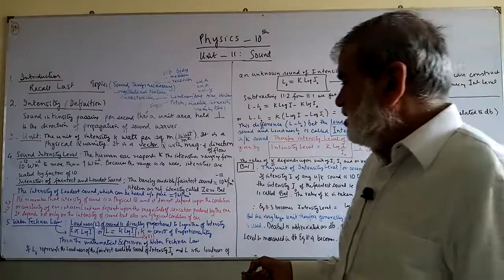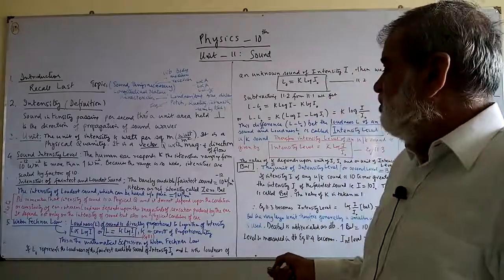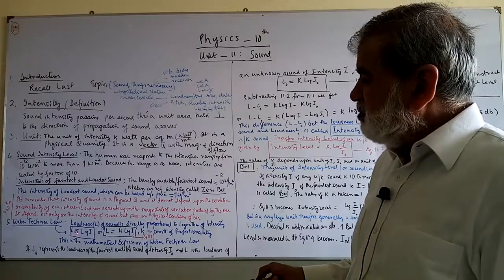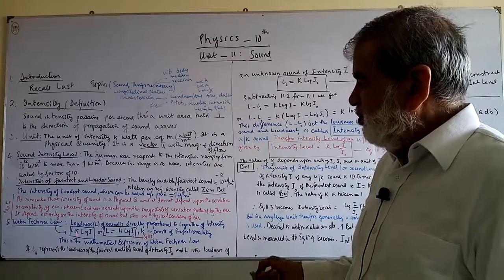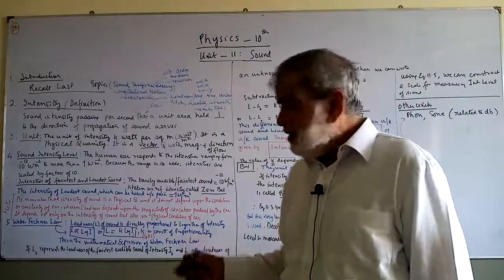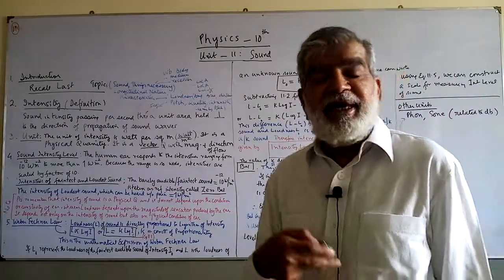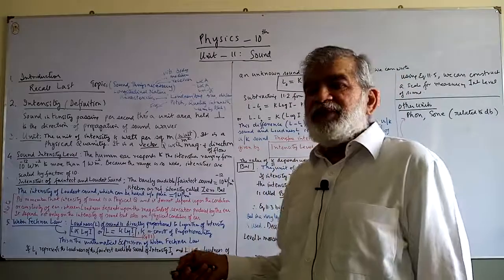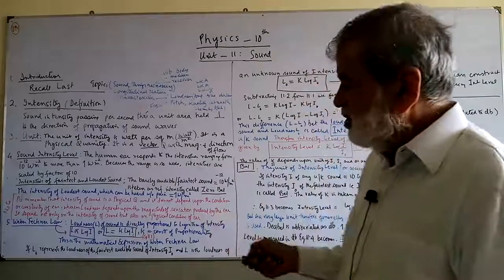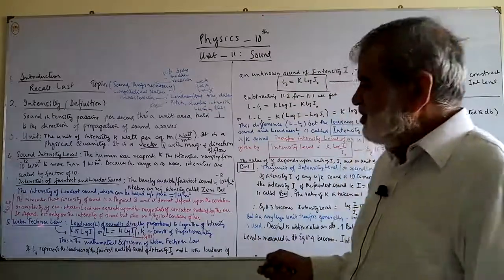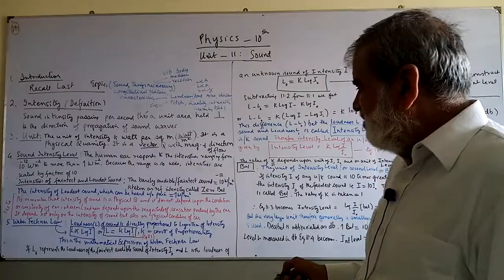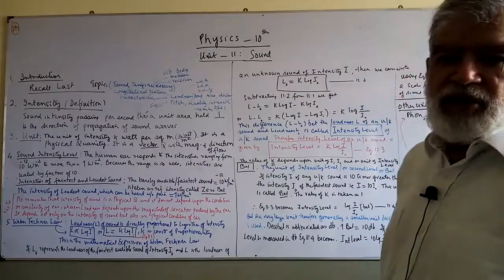So loudness L of sound is directly proportional to the logarithm of intensity. Loudness is proportional to log I. This is known as the Weber-Fechner law. Please understand this, and the book has not mentioned it, but it is quite possible that a question comes in the examination asking what is Weber-Fechner law. So please note this down and remember that the Weber-Fechner law is loudness is proportional to log of I, and this is the mathematical expression of Weber-Fechner law.